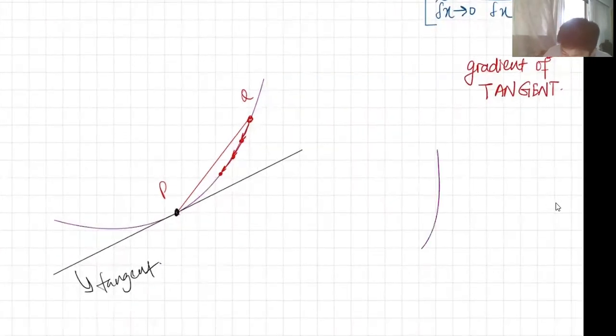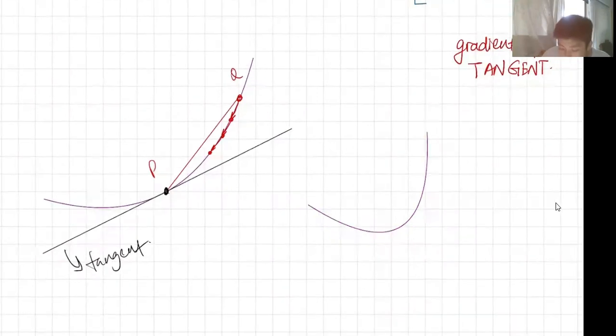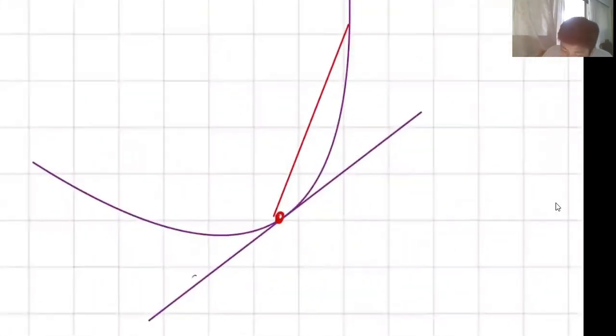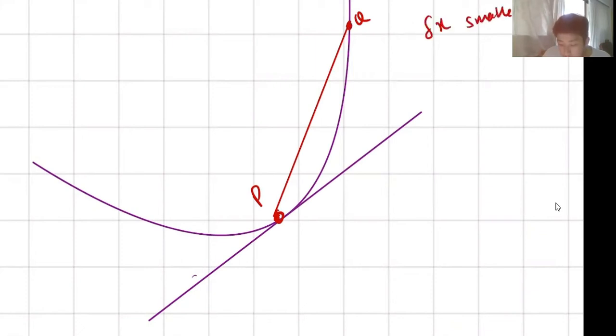I try to draw a more curving one. Okay, so the tangent is here. Originally PQ is this line. So how does Q slide downwards when the delta x becomes smaller? When the delta x becomes smaller, it will slide downwards to become maybe this point, just say. So this is the new PQ gradient.